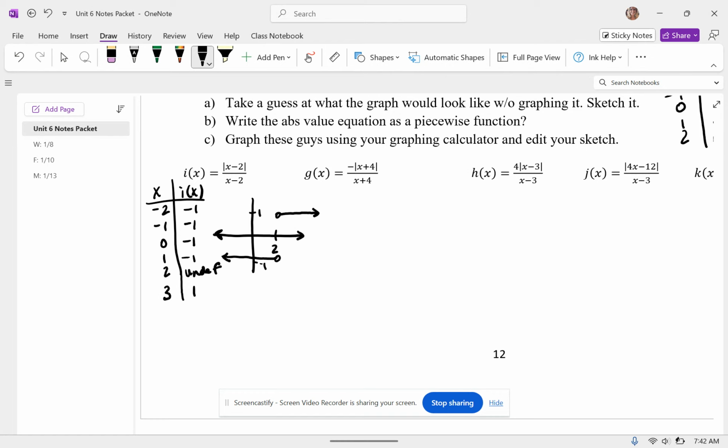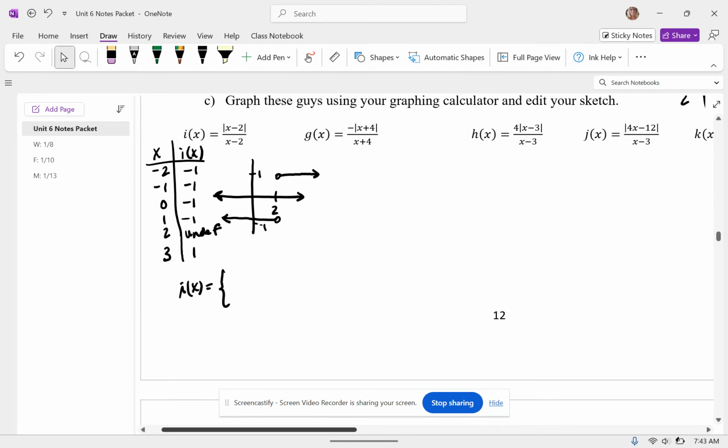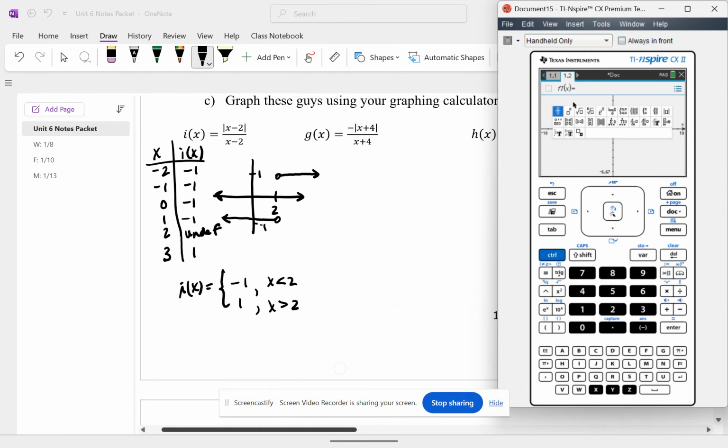So it says write the equation as a piecewise function, and then we'll have to take a look at the graph and edit our sketch. So we're going to have I of x. So we've got a horizontal line from -infinity to 2. So I'm going to write -1 when x is less than 2. And then I have a +1 as my equation when x is greater than 2. All right? So that's all you got to do. Now check your sketch. Does it look right?